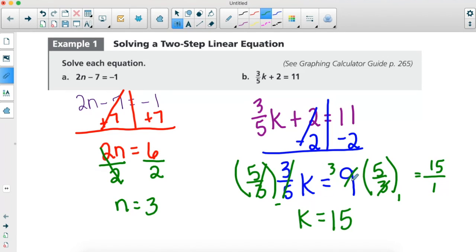Okay, so I did a shortcut here by reducing the fraction. You don't have to do that. You can do 9 times 5 and then divide it by 3, and that still gives you 15. All right, let's move on.